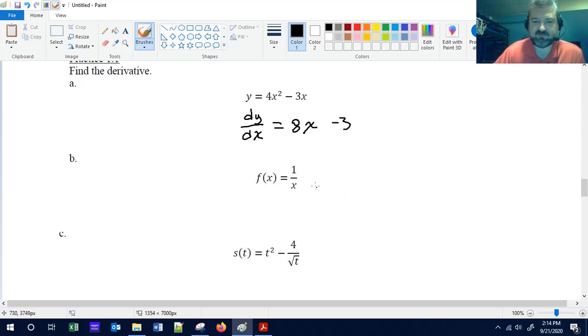All right, next I have f of x equals 1 over x. We don't like that. We're going to rewrite that as f of x equals x to the negative 1. Then f prime of x is equal to negative x to the negative 2.